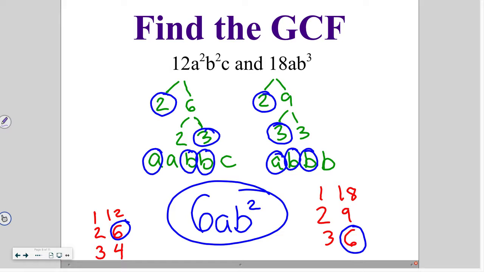So again, you can see the factor tree method up top or the multiplication factors down here on the bottom. Either way, the greatest common factor for the numbers is 6. We can pull out an a that they have in common and a b squared that they have in common.